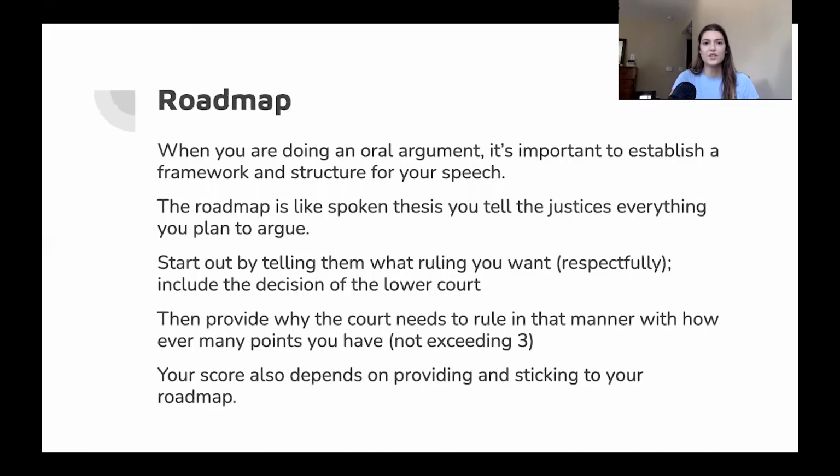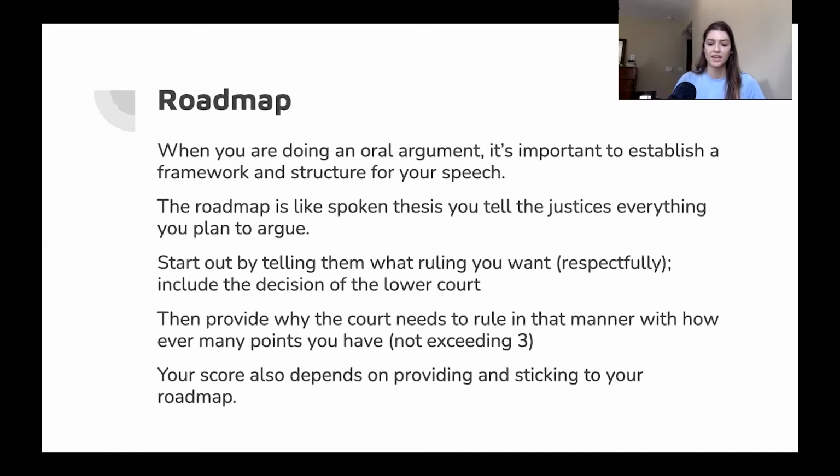This leads us into our roadmap portion. When you're doing oral argument, roadmap is also something that you're scored on. It's part of your organization score. So what you want to do with this roadmap is set up a framework and a structure for your speech. Your roadmap is like your spoken thesis. It's you telling the justices exactly what you're going to speak about, what the vital points of your argument are, and how it comes out.